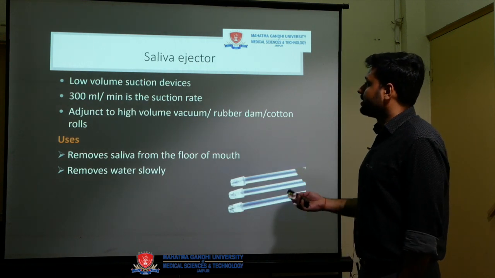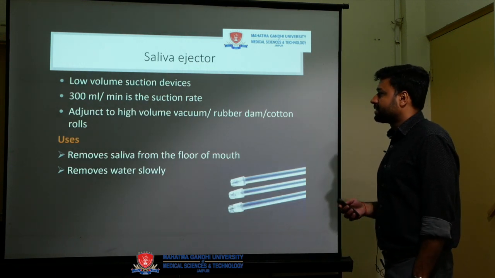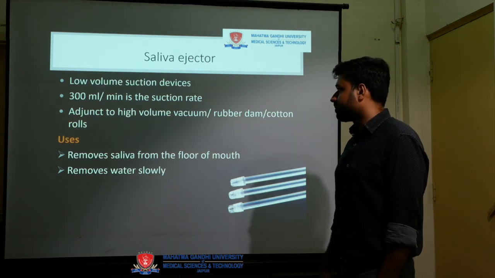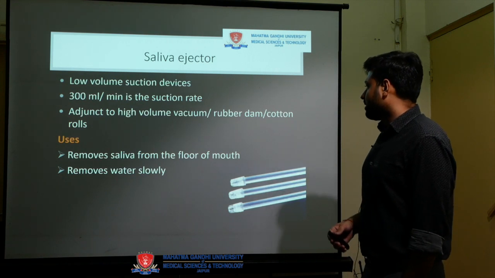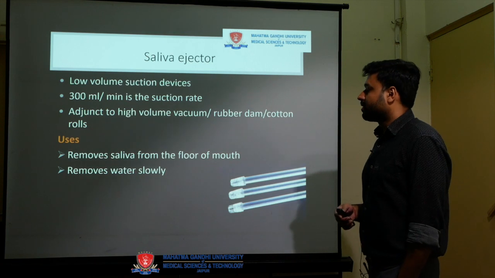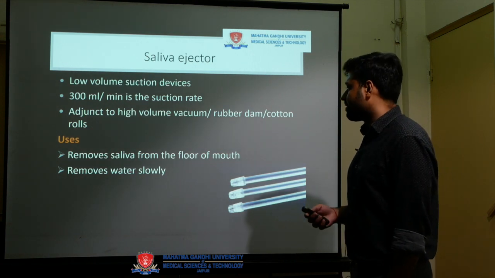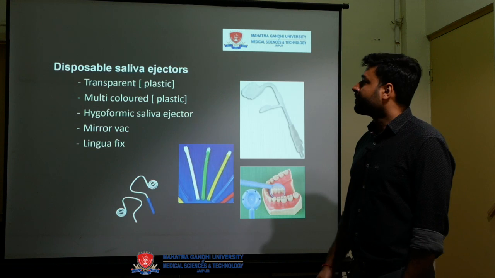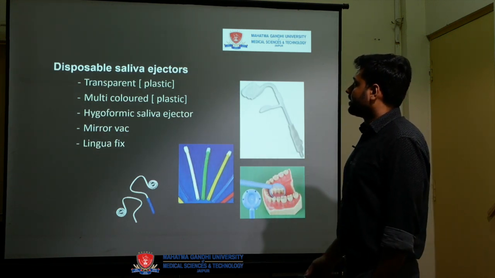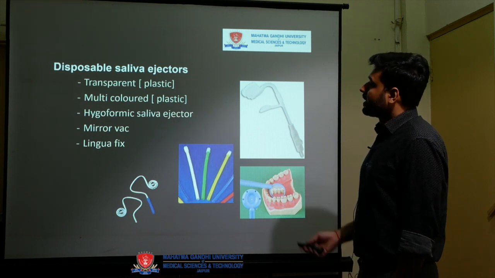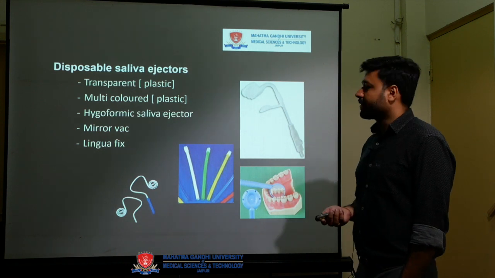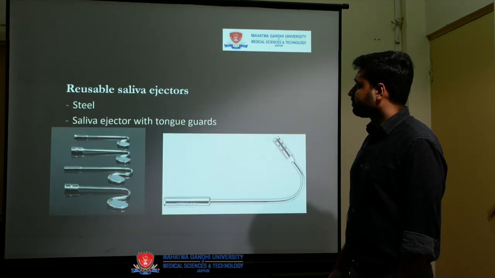Then we have the saliva ejectors. It is a low vacuum suction device, with a suction rate of 300 ml per minute. Rather than the high volume evacuator, with a rubber dam or cotton rolls, we can use it also. It removes saliva from the floor of the mouth and removes water slowly. Now there are certain types of saliva ejector tubes that we can use. They can be transparent, they can be multicolored. We have the Hygoformic saliva ejector, mirror vacuum and lingual fixes.